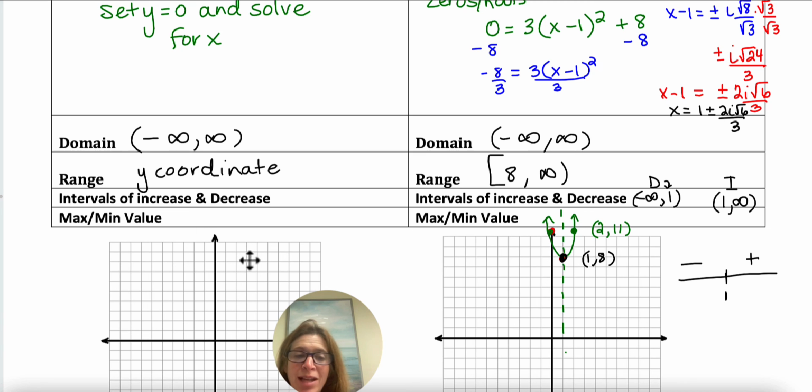All right, min or max value. So this is opening up. So it's going to have a minimum value right there. And so our minimum value would be 8, the y-coordinate.